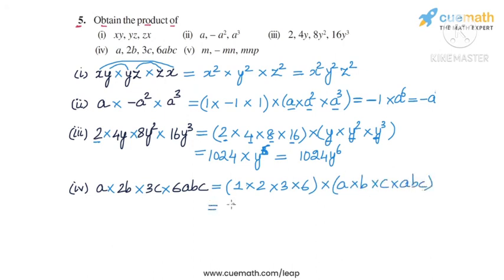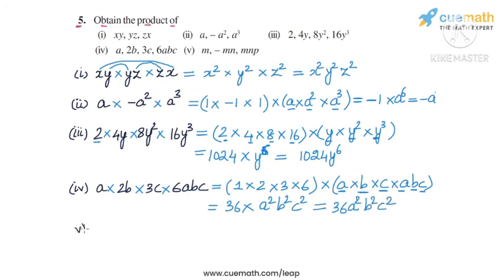Okay, so 1 into 2 into 3 into 6 is 36. And then let's calculate the variable part. So we have 2 repetitions of a, so we get a square, 2 repetitions of b, so we have b square, and we also have 2 repetitions of c, so we have c square. So the variable part is a square b square c square, and hence the final product is 36 a square b square c square. This is the product for part 4.